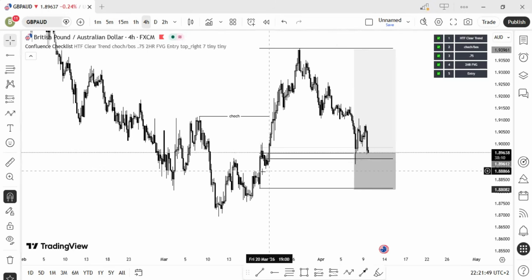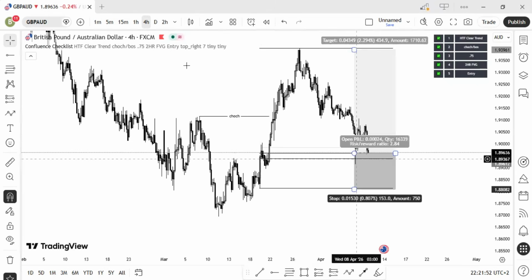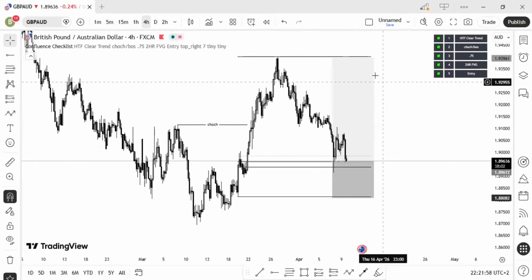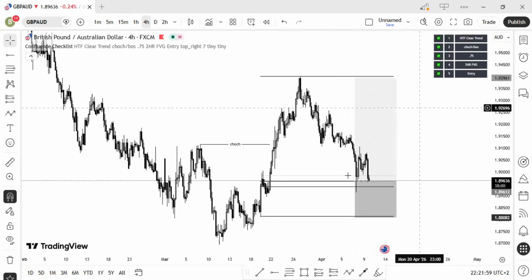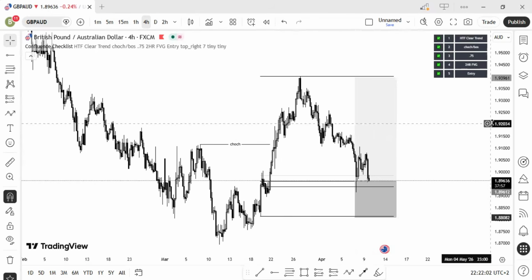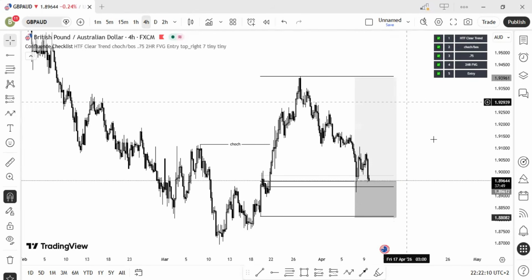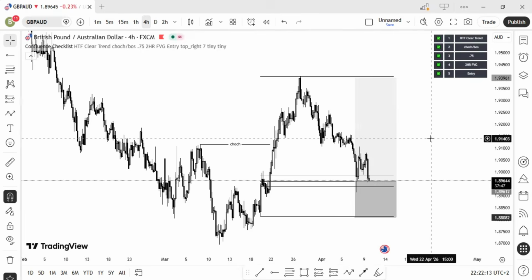So I could get a bit of drawdown into this, but I took calculated risks here, so I'm not stressing about it. It just came back to my entry. And this doesn't make it any lower probability. Like I said, it can come in here many times, push higher again, come back, and yet it still respects it. So you just need to be a bit more patient with this one.